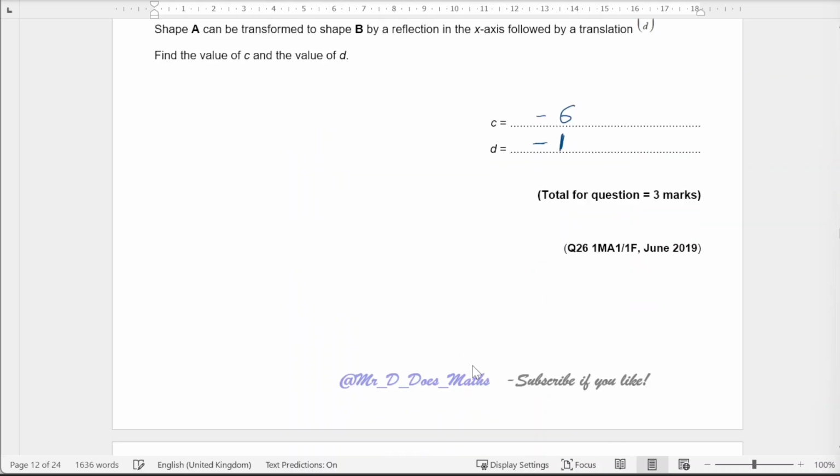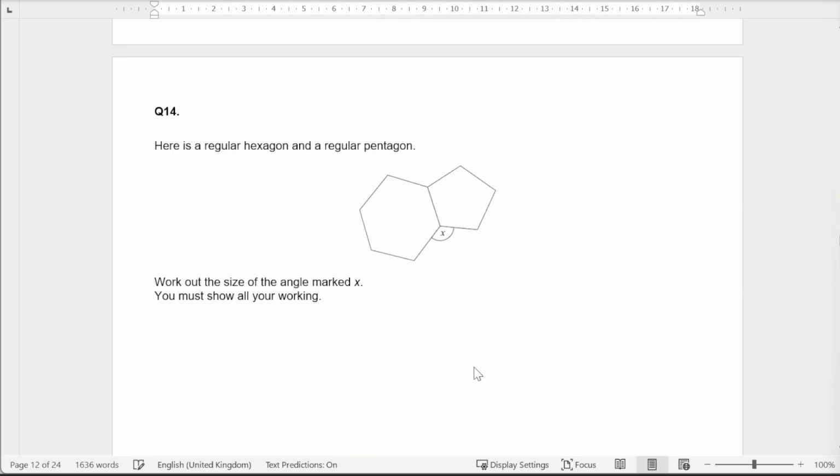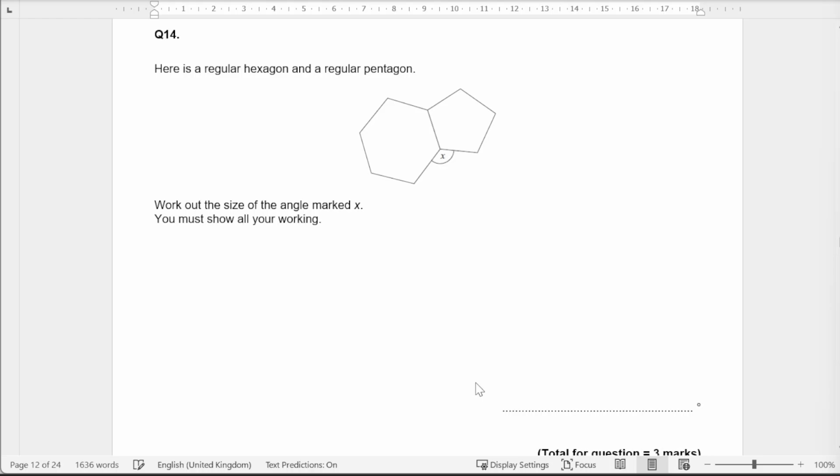Okay, and question 14. Again, very common question, or common starter question. I would do this in the same way every time. There are other ways you could do it that are much more complicated. I'm going to work out the two exterior angles and then add them together. So let's call it A and B for now.